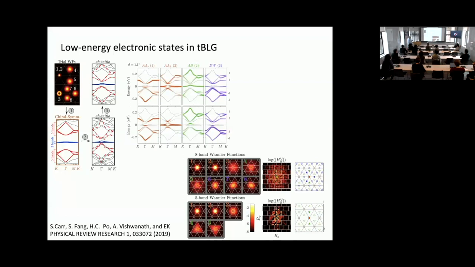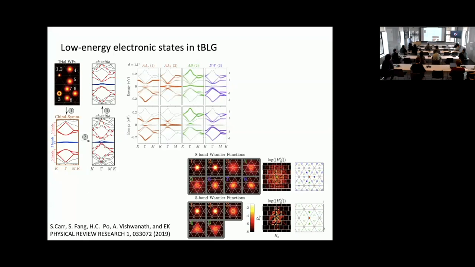So that's kind of the minimal model that you can construct using these Wannier type of arguments, trying to localize the states, but they're still not localized. They extend over several unit cells in the neighborhood. And here are some of the wave functions.